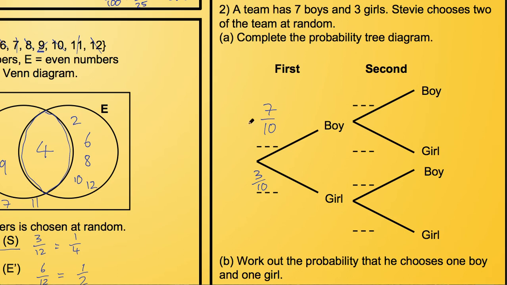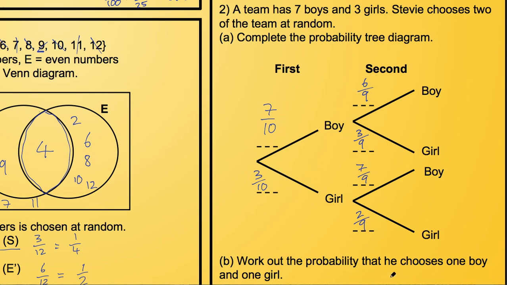Second pick, if a boy has already been chosen, there are only 6 boys left to choose from and only 9 people left to choose from. A girl hasn't yet been picked and therefore it's 3 out of the remaining 9. If a girl has been picked, there are still 7 boys to choose from out of the 9, and there are only 2 girls left to choose from out of the 9. So that's the completed probability diagram. We know that all of the pairs of branches, or if it's 3 branches, each set of branches should always add up to 1. So always check that your branches add up to 1, and if they do, then you've probably done the right thing.